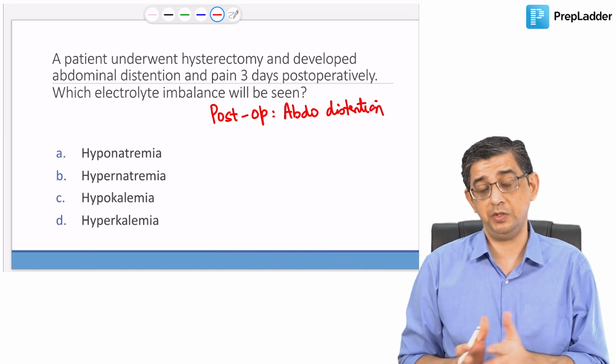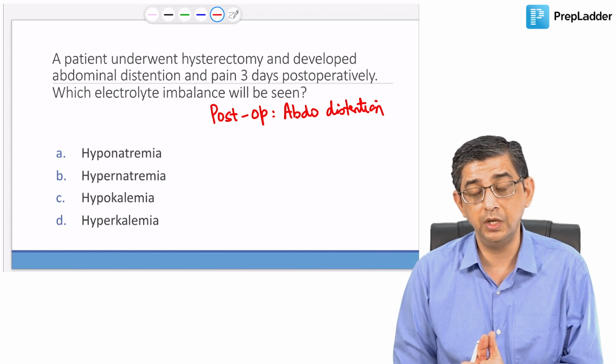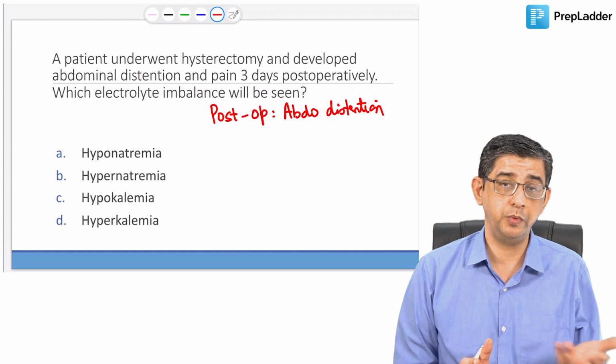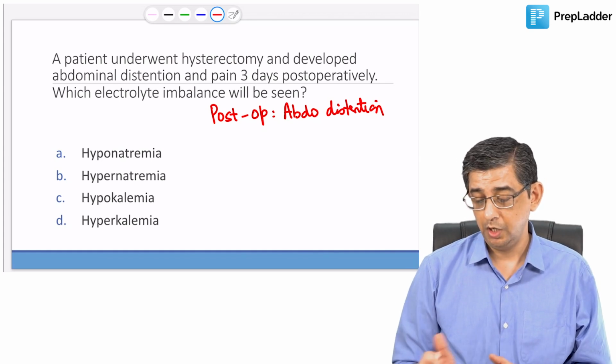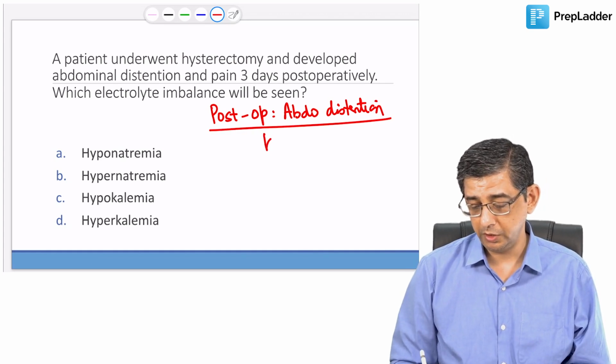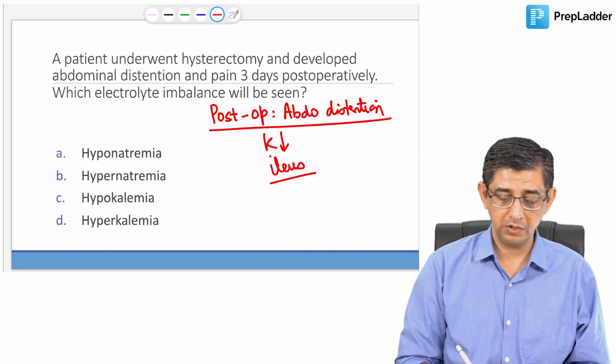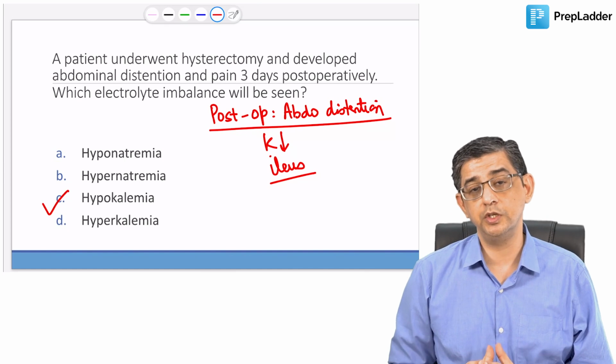be lost in these patients, because any patient undergoing surgery, there is a possibility that the bowel will get paralyzed, and these patients might be having loss of potassium in the GI secretions. Post-operative abdominal distension, the leading cause of this is hypokalemia. It will cause gross abdominal distension. It will cause ileus. The answer to this question is option number C.